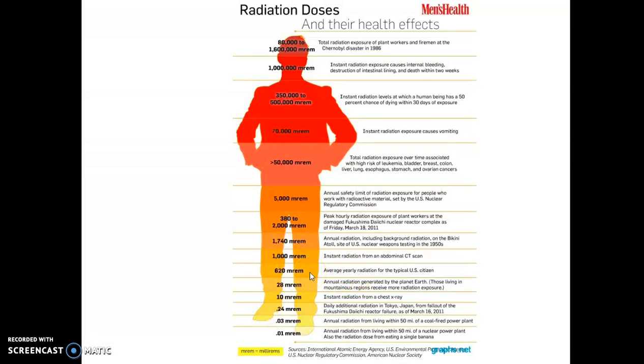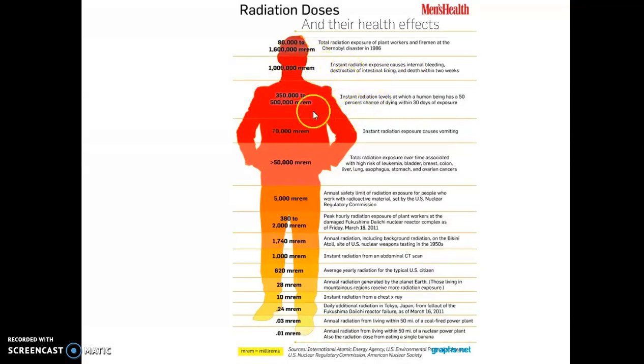So everybody is exposed to some radiation. When you start getting up into this amount, though, this is when it starts getting dangerous. The total radiation exposure of plant workers and firemen at the Chernobyl disaster in 1986. I mean, this is why people died. The instant radiation exposure causes internal bleeding, destruction of the intestinal lining, and death within 2 weeks at this level.